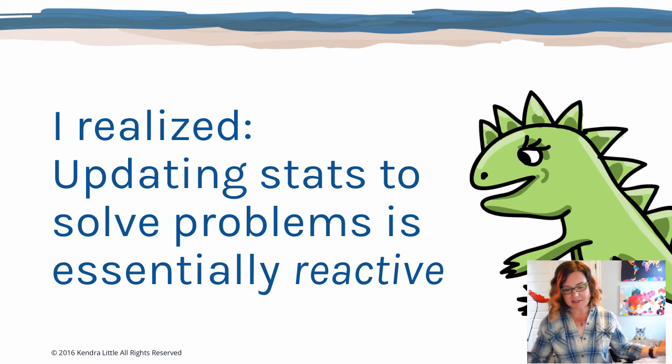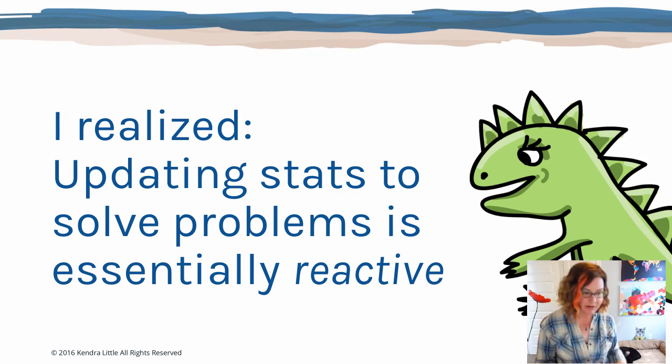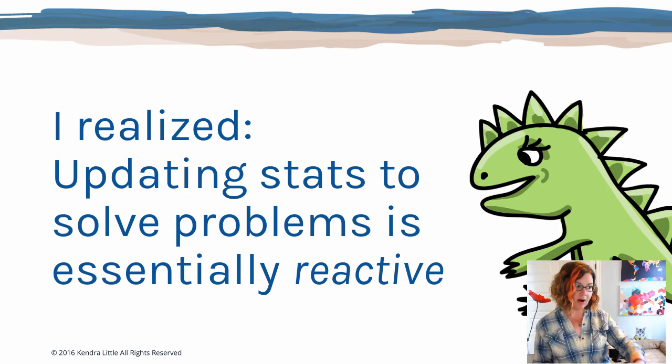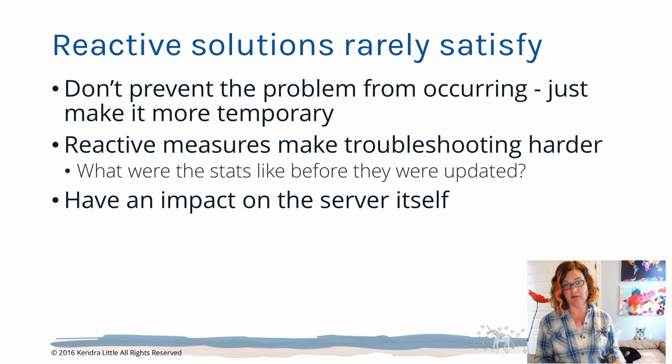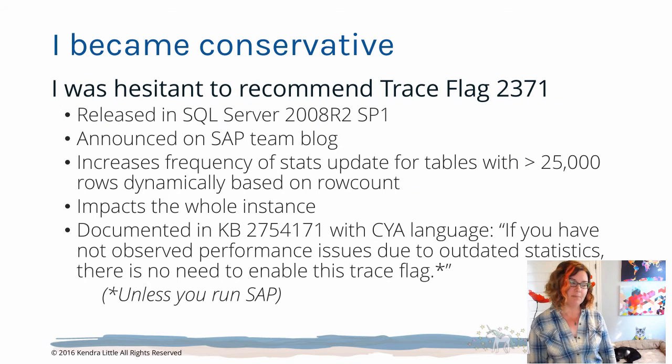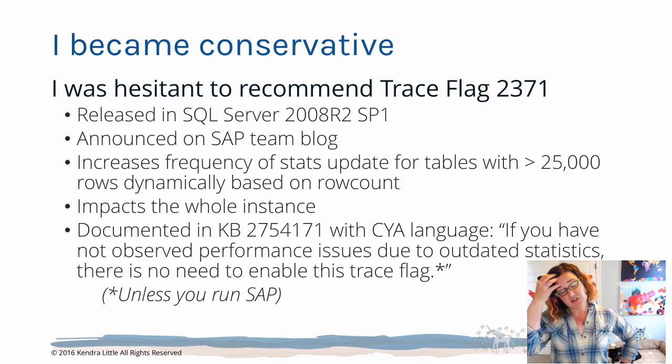After all of these experiences of finding all this stuff, I finally realized updating statistics is always essentially a reactive thing to a problem that is already happening. You are not preventing the problem from happening, and that's why this solution is rarely very happy for users or managers. You can't declare victory if the problem may come back and you're just making it more temporary. So after I realized this, I became very conservative.